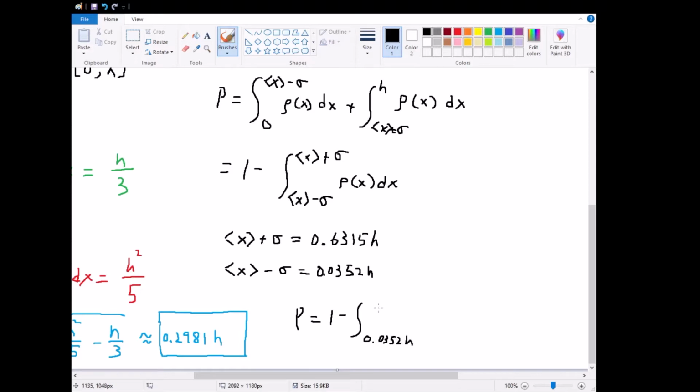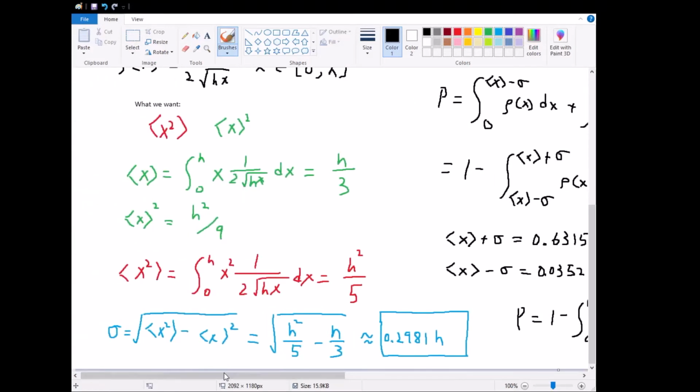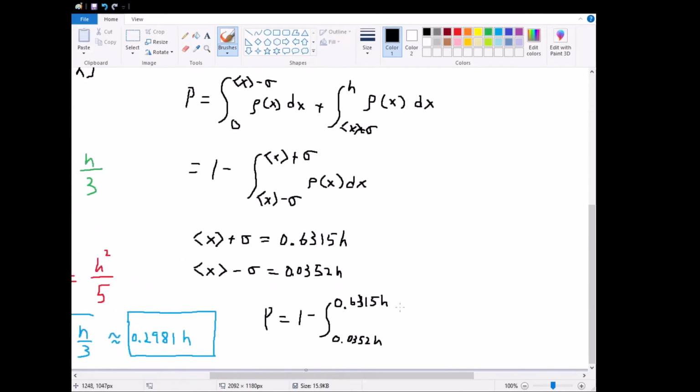So our probability ends up being equal to 1 minus the integral from 0.0352 h to 0.6315 h of rho of x dx. Well, we know what rho of x is. It is 1 over 2 square root of hx, dx. And if we just plug this into a calculator and solve it directly, what this gives us is 0.393.